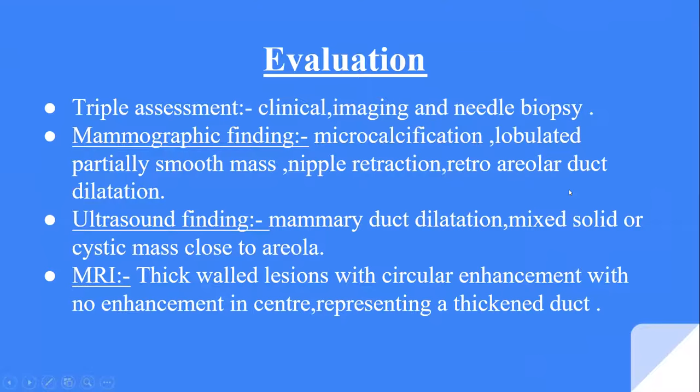Evaluation. We will do the triple assessment: clinical, imaging, and needle biopsy. Mammographic findings of mammary duct ectasia include microcalcification, lobulated partially smooth mass, nipple retraction, retroareolar duct dilatations. Ultrasound findings suggest mammary duct dilatation, mixed solid or cystic mass close to the areola. If you do MRI, there are thick wall lesions with circular enhancement with no enhancement in the center, representing a thickened duct.